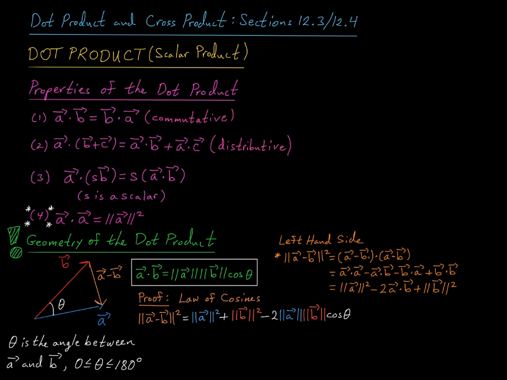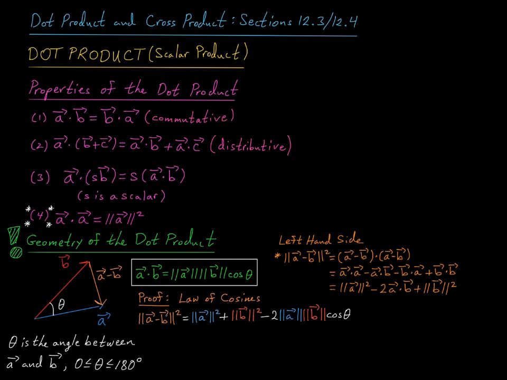This is essentially the same thing as squaring a binomial, but now we're using the dot product instead of ordinary multiplication. So we have A dot A, and then minus A dot B, minus B dot A, and then plus B dot B. Now coming back to property 4, A dot A, that's magnitude A squared. B dot B, that's magnitude of B squared. And from the first property, A dot B and B dot A are the same thing, so in the middle there we really have minus 2 times A dot B.